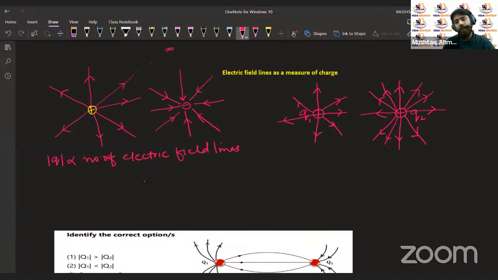So we have two cases here, case A and case B. In case A, the number of electric field lines originating is less compared to the number of electric field lines originating in case B. So we can say that the magnitude of charge Q2 is greater than the magnitude of charge Q1. So electric field lines give us an idea about the magnitude of a charge. The greater the number of electric field lines on a charge, the greater the magnitude of that charge. So this is one of the important properties of electric field lines.